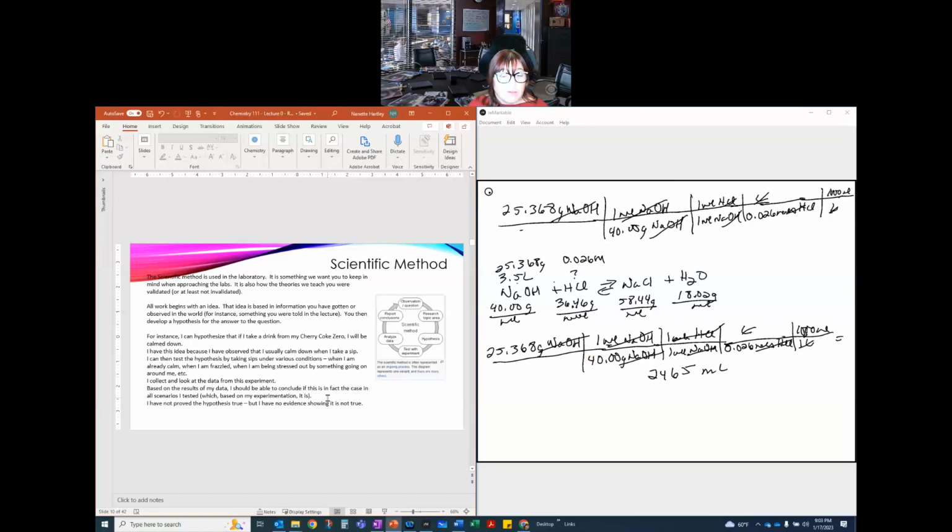And it doesn't matter. It really does not matter if you're right or if you're wrong. You can test that, analyze your data, and see if it supports it. And if it doesn't, that's okay. Okay? A negative result is just as good as a positive result.